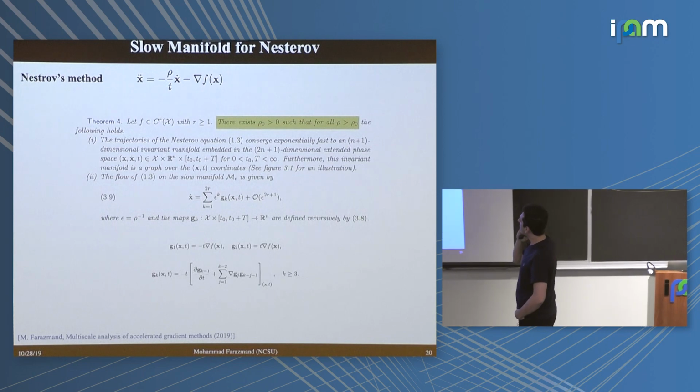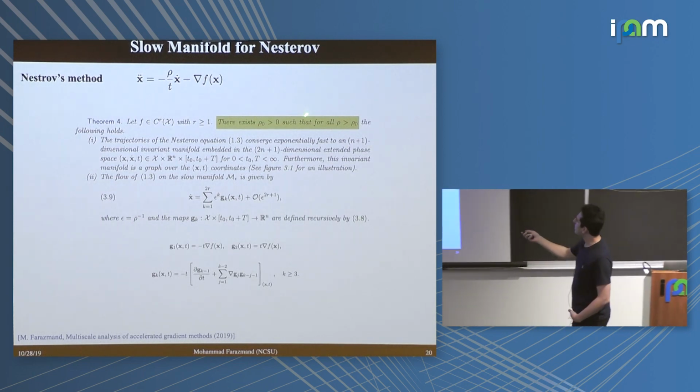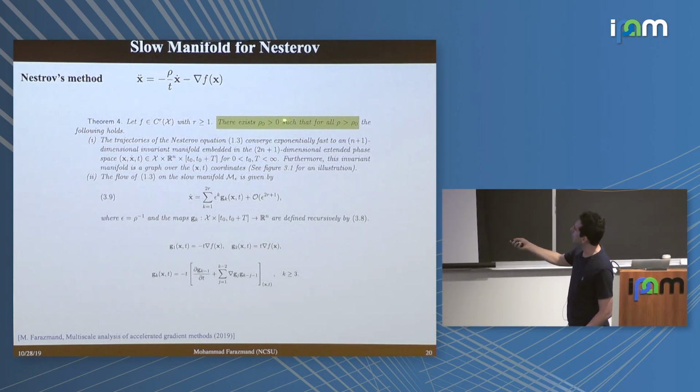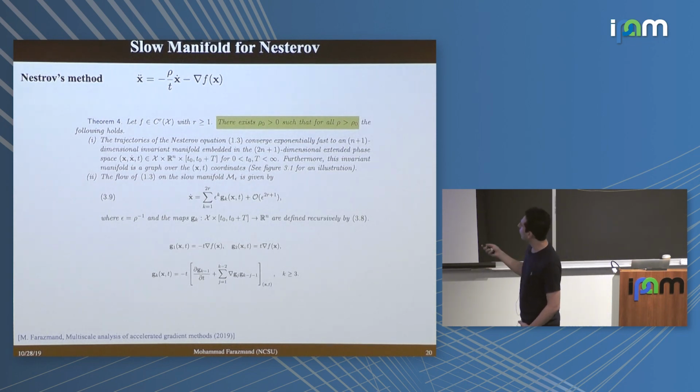Here is the formal statement of the theorem. Again, there is this condition that rho must be larger than some rho naught. But again, with examples, I hope to convince you that this rho naught does not necessarily need to be very large. So this slow manifold exists.